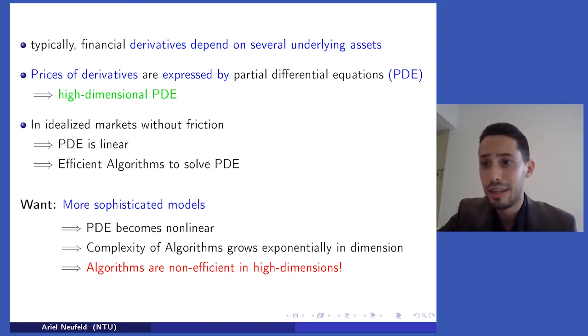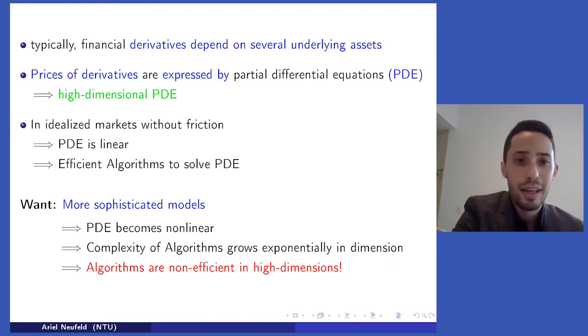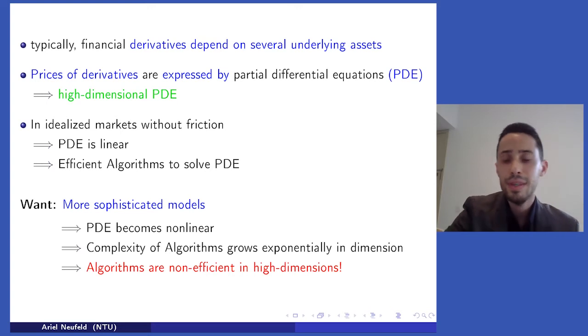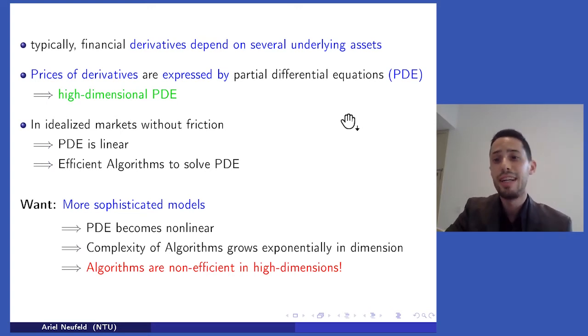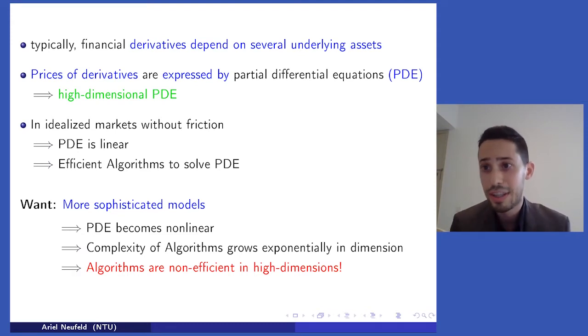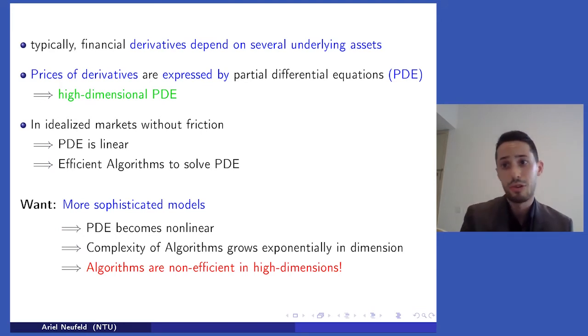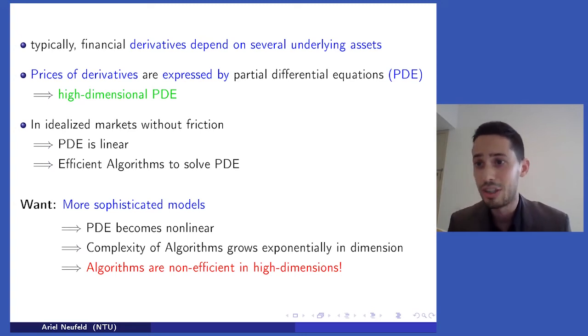So this is an example of a very simple financial derivative, a so-called European call option, depending only on one underlying asset. But in practice, of course, financial derivatives might depend not only on one underlying asset, but on several ones. Think of a financial derivative which depends on a whole index, for example the S&P 500, which would depend on roughly 500 different assets. So you see, this already makes the dimension of the financial derivative very high dimensional.